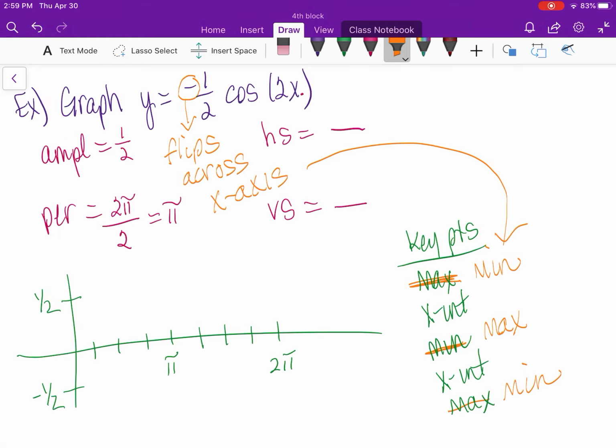And so this is what happens to your key points. Okay, so I graph my minimum at -1/2. I graph my x-intercept. I graph my maximum. I graph my x-intercept. And I graph my minimum. And I just follow that pattern again. And that's 2 periods.